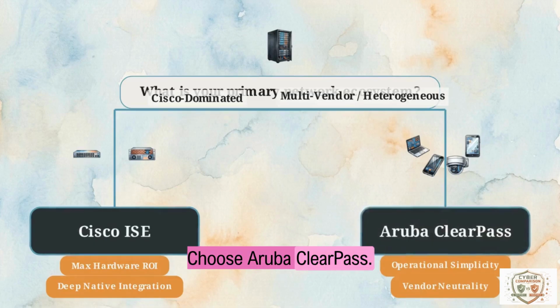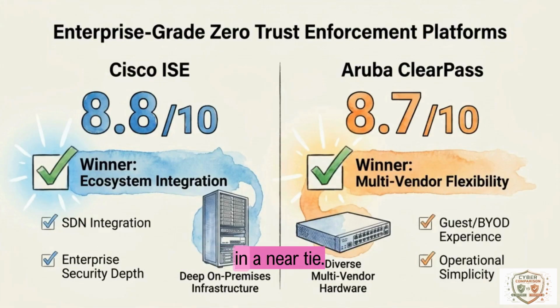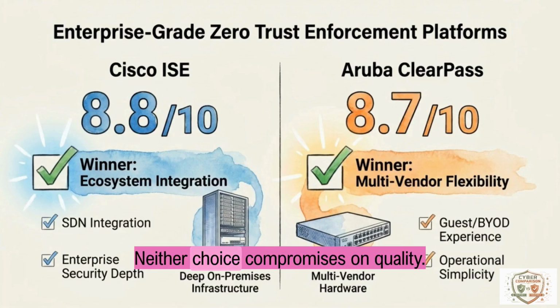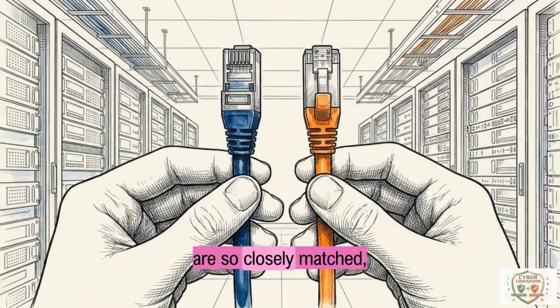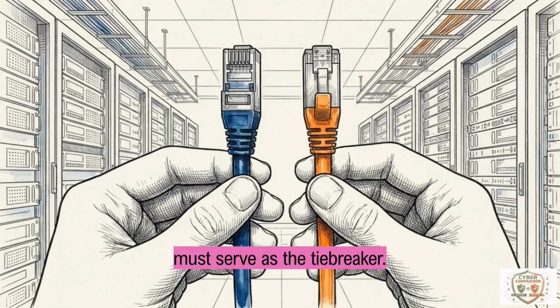Choose Aruba ClearPass. Looking at this evaluation scorecard, the empirical metrics result in a near tie. ISE scores an 8.8 out of 10, winning on ecosystem integration, while ClearPass scores an 8.7, winning on multi-vendor flexibility. Neither choice compromises on quality. Because the technical capabilities are so closely matched, the reality of your physical environment and your organizational constraints must serve as the tiebreaker.